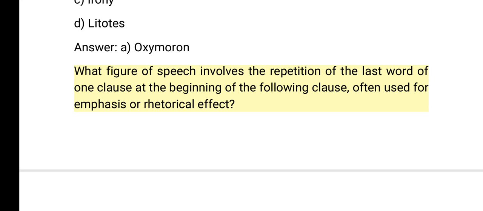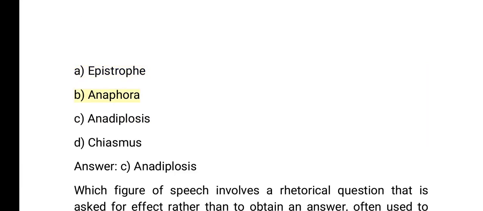What figure of speech involves the repetition of the last word of one clause at the beginning of the following clause, often used for emphasis or rhetorical effect? A. Epistrophe. B. Anaphora. C. Anadiplosis. D. Chiasmus. Answer: C.